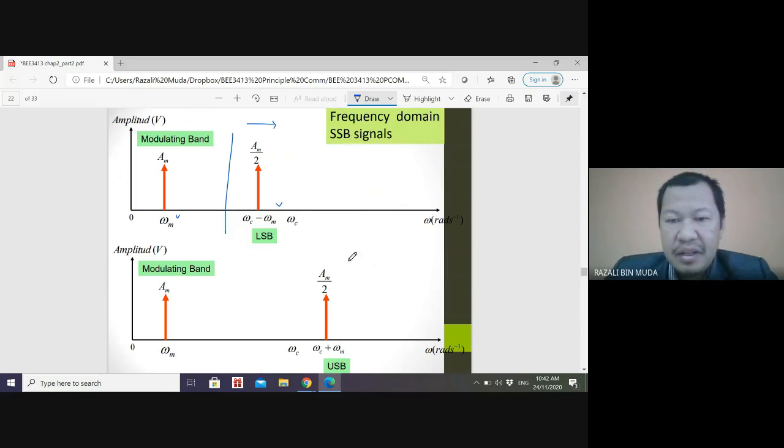But in the other case, if you have the upper sideband, you have a slightly higher frequency compared to the lower sideband. The upper sideband is slightly higher in frequency. It is the same.